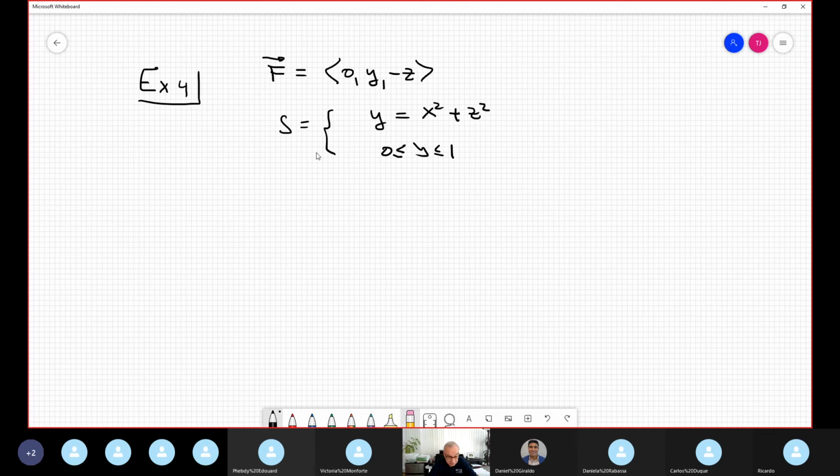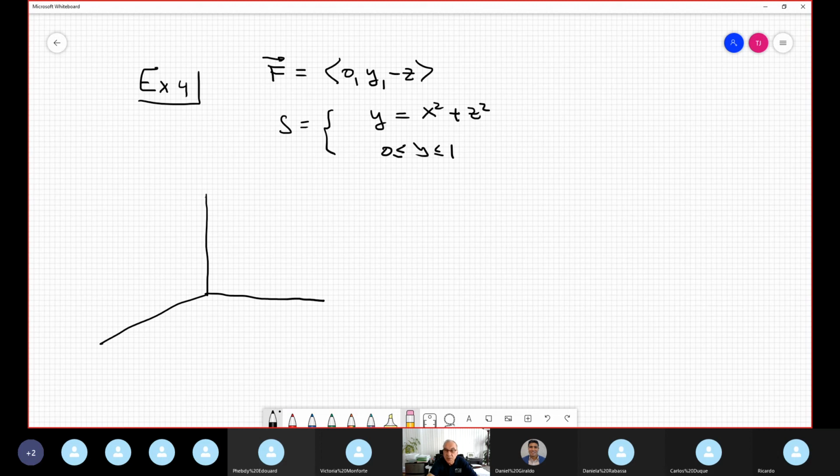Okay. Good. I try to understand this surface. What kind of surface is it? I ask you again. What kind of surface is it? Answer me. Victoria, yes. What kind of surface? Paraboloid, very well.